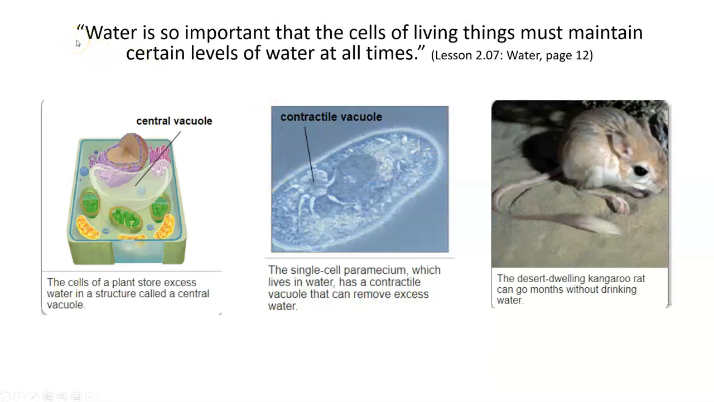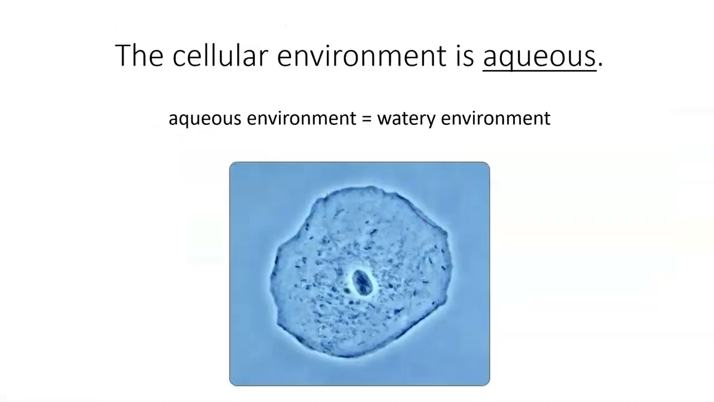Water is so important that the cells of living things must maintain certain levels of water at all times. The cells of a plant store excess water in a structure called a central vacuole. The single-cell paramecium, which lives in water, has a contractile vacuole that can remove excess water, and the desert-dwelling kangaroo rat can go months without drinking water. Again, water is so important that cells of living things must maintain certain levels of water at all times. Cells are aqueous environments. All of the chemical reactions that take place in your body, in a plant's body, happen within the aqueous environment of the cell.